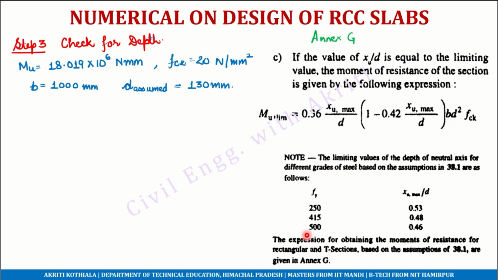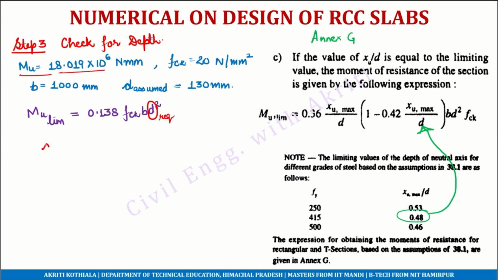Now we know that for Fe 415, xu max by d is equal to 0.48. Substituting this value in this formula, we get a very simple formula for Mu limiting, which is equal to 0.138 fck b d square. Substituting these values, we have to obtain the value of d required. This is the required depth as per the maximum bending moment which we calculated in the previous step. Rearranging this, d will be equal to the root of Mu limiting upon 0.138 fck b.